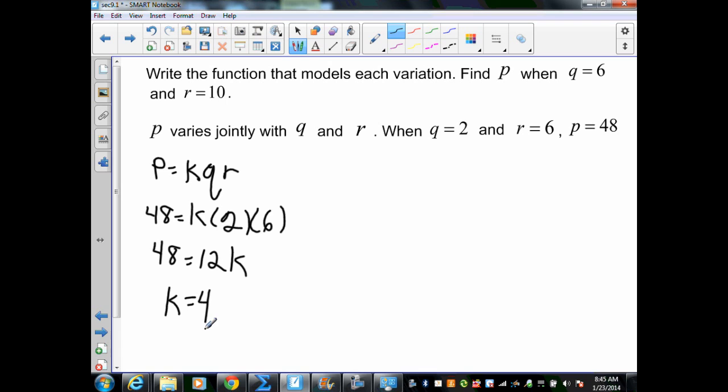Then I could write this as P times K, Q, R. But now I can substitute in and I'll get the model. P equals 4 QR.